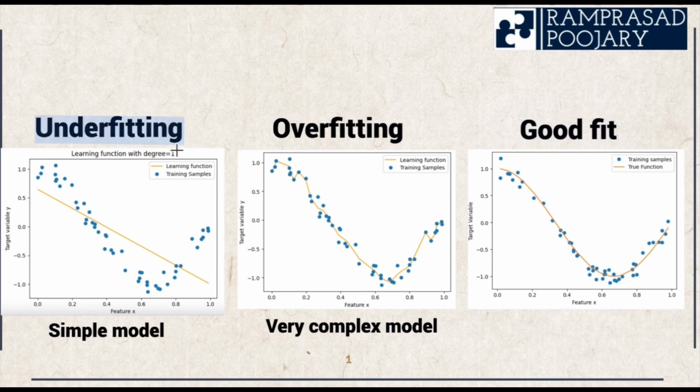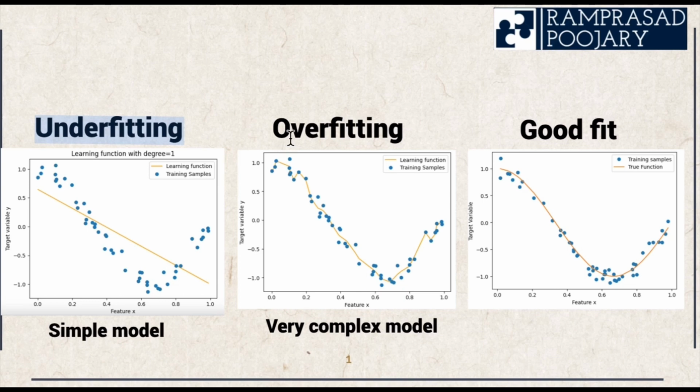In the first case, when the degree of the polynomial is 1, you end up getting a straight line function which is of the form y equal to mx plus c, as we saw in the last slide. So this particular function does not fit the data properly. The reason is this is a very simple model. The learning function is very simple, so you can't use it.